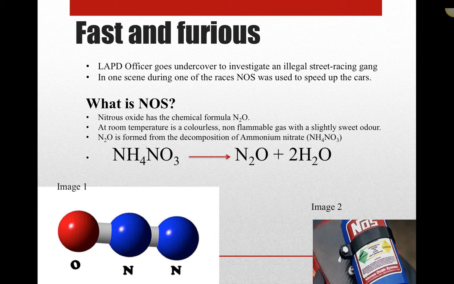Fast and Furious, this film is about an LAPD cop who goes undercover to investigate an illegal street racing gang. In one of the main scenes during one of the races of the film, one of the main characters uses NOS gas to win the race. It makes his car accelerate. So, what is NOS gas and how does it do this?